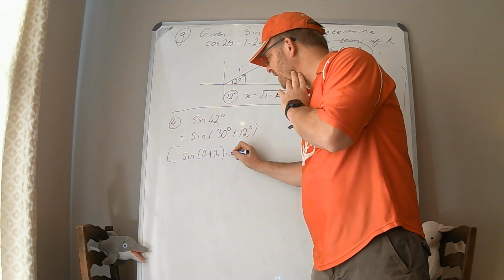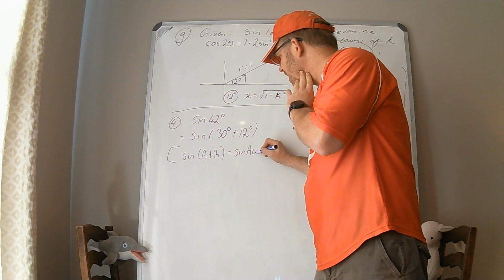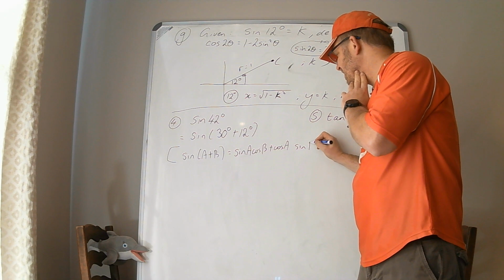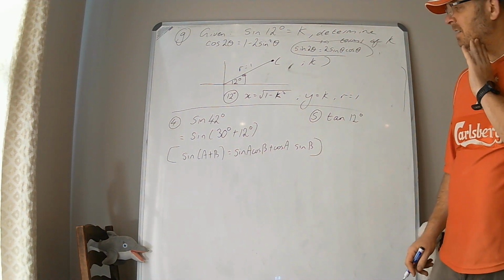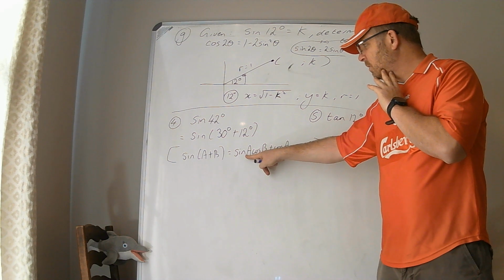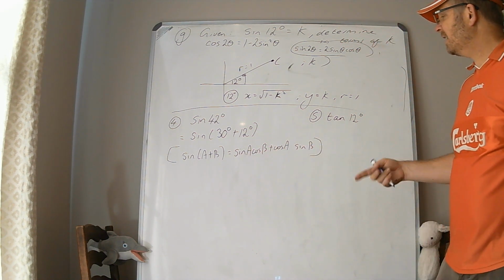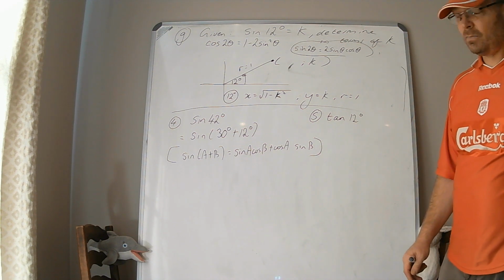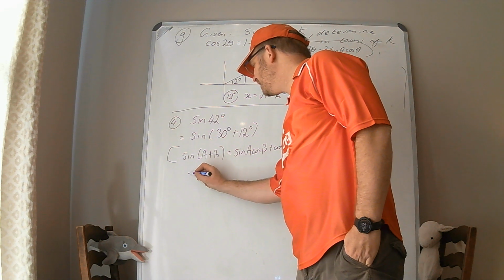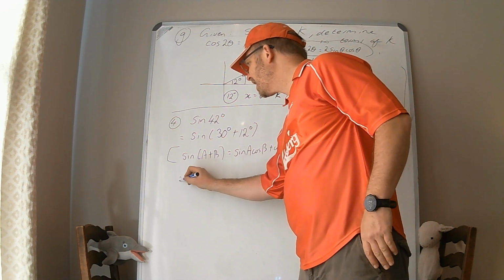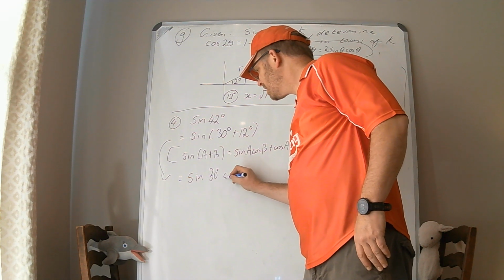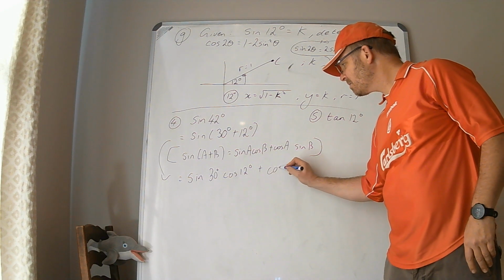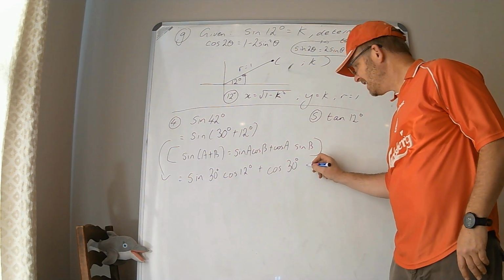Yep, you're right. Sine of a plus b is sine a cos b plus cos a sine b. That's on your formula sheet. So go expand that. You can work out the special angles, and we know what sine 12 and cos 12 are. Okay, so you can go from there. Try that. So sine 30 plus 12 is going to be sine 30 cos 12 plus cos 30 sine 12.